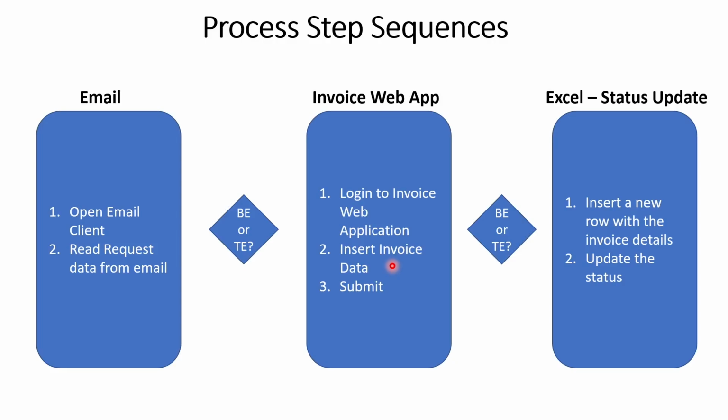For each block, the bot has to interact with an application. For email, it has to interact with the email client. For invoice generation, it has to interact with the invoice web application. For the status update, it has to interact with the Excel. And then there are business and technical exceptions. So let's see what steps will go in processes and what steps will go in the objects.